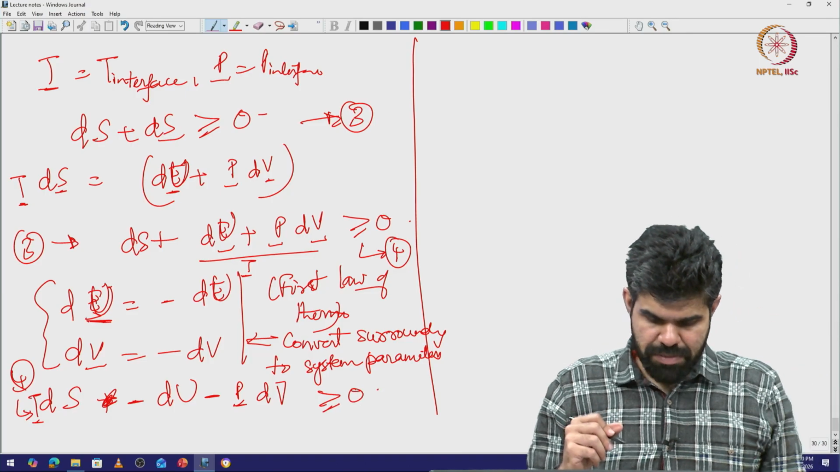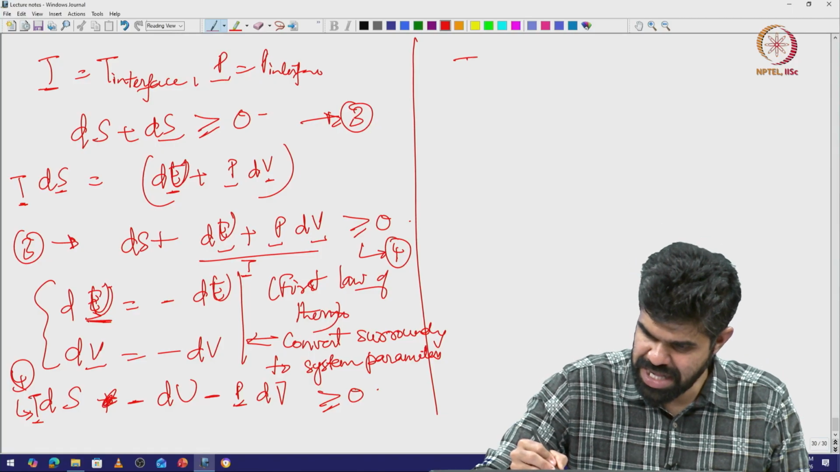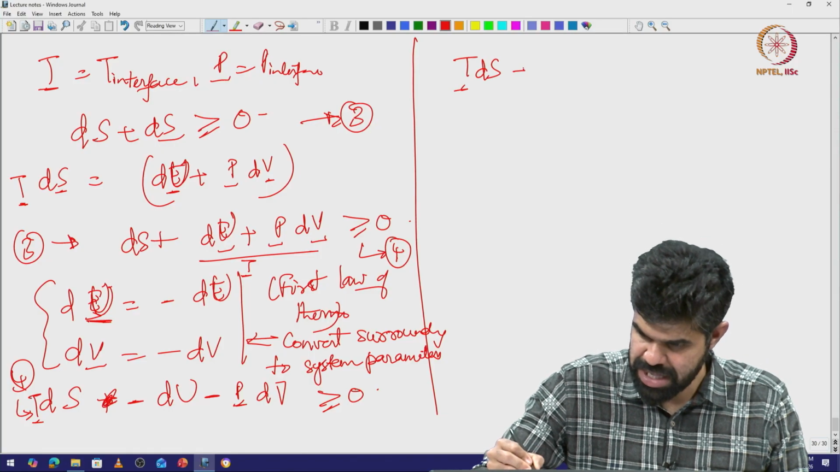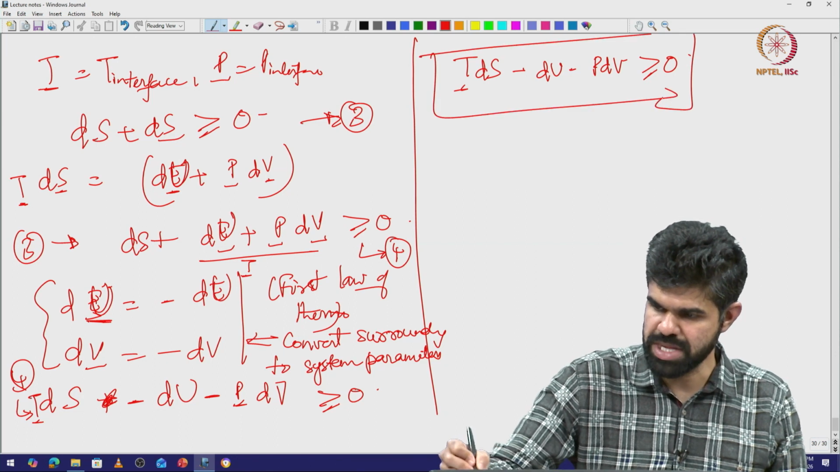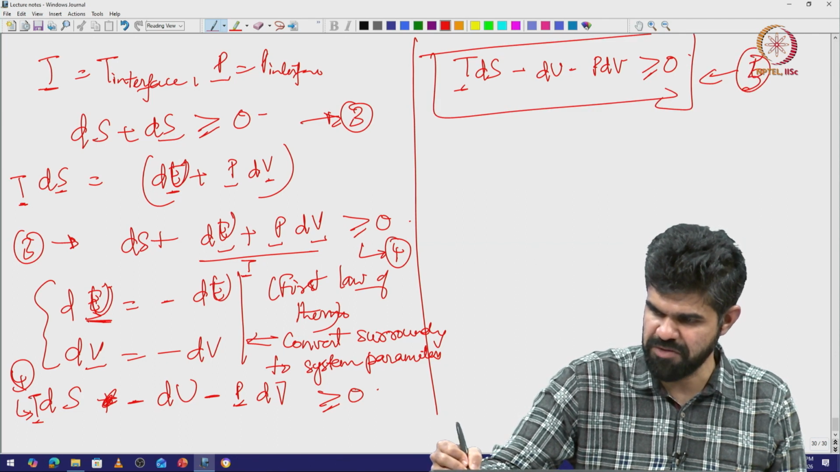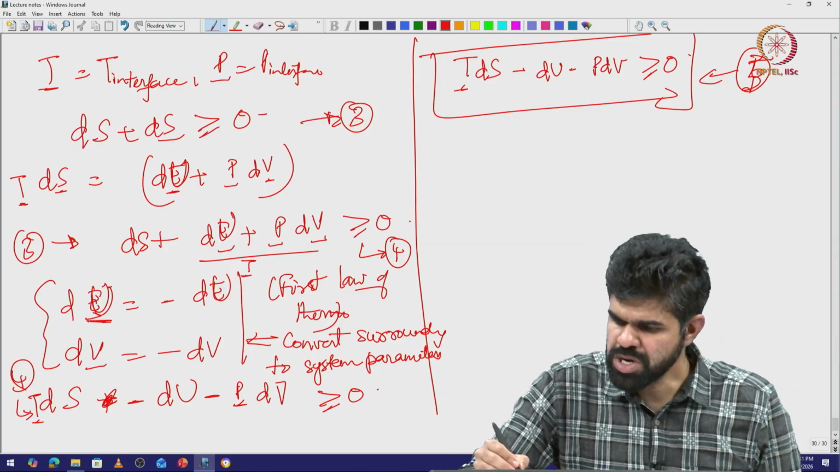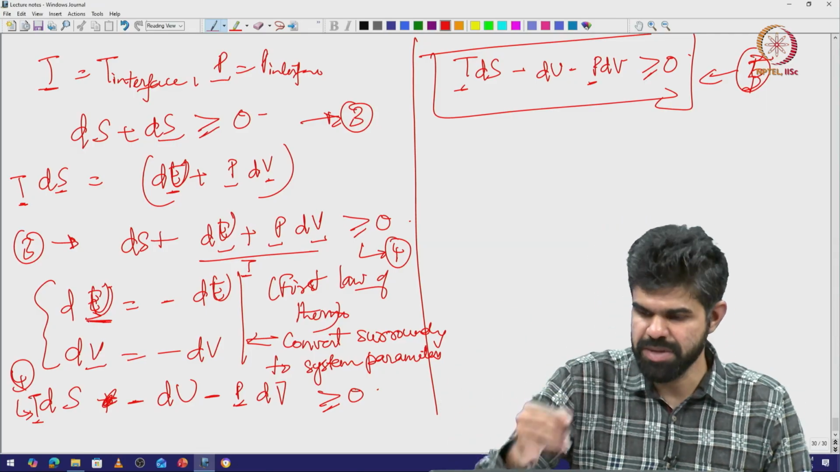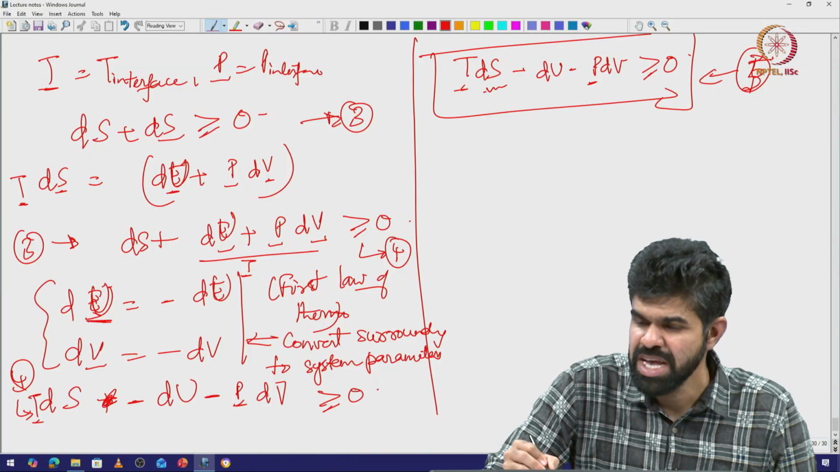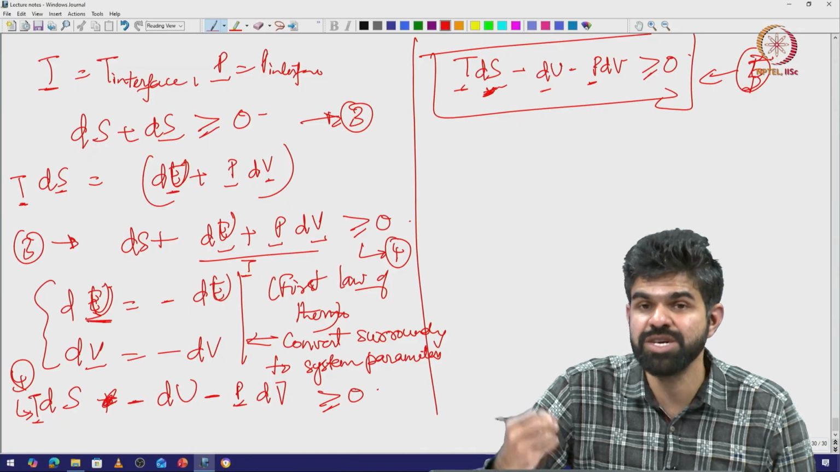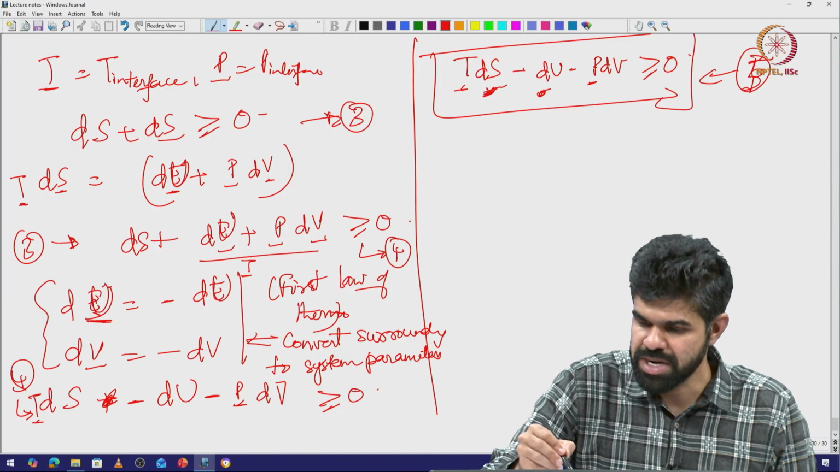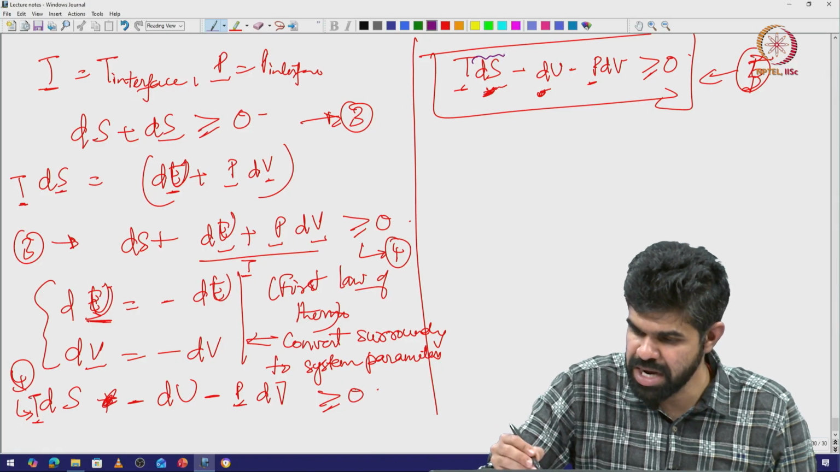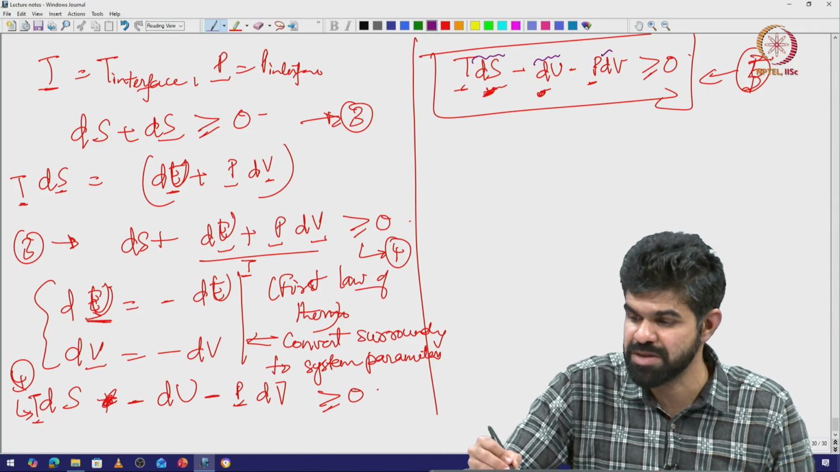Okay. So something came up here, right. So T ds minus du minus p dv is greater than or equal to 0. Let us box this and say that this is my equation number 5. All right. Most of it is in terms of the system variables, right. So S is that of the system change. So I am changing the entropy of the system, I am changing the internal energy of the system, I am changing the volume of the system.